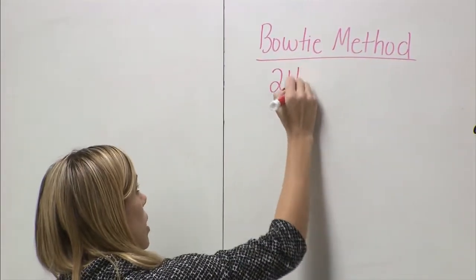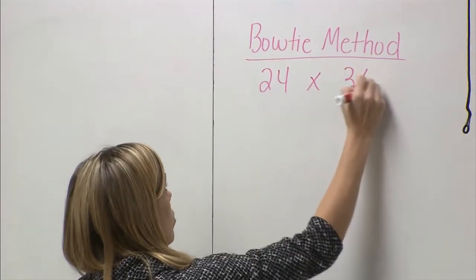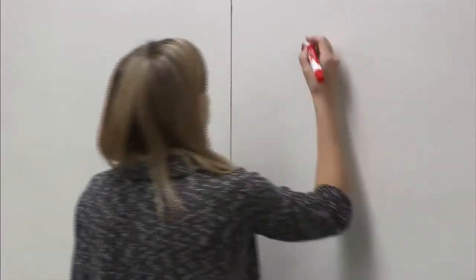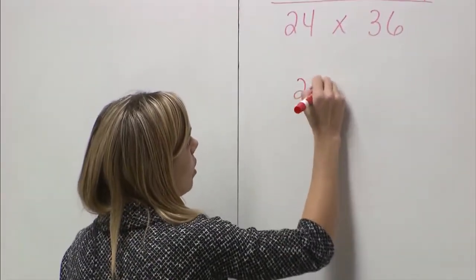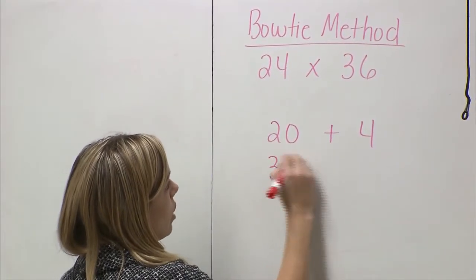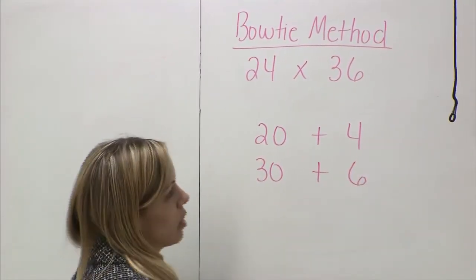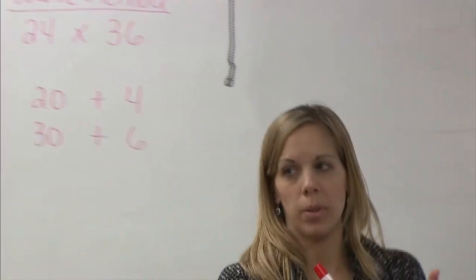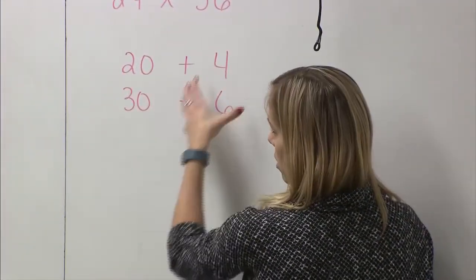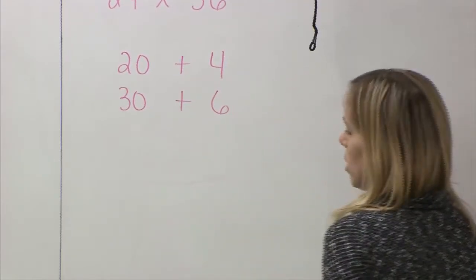And we'll look at the same problem here so you can see how it's similar. And so again, with this method, what we're going to do is break this apart into the 2 different place values. So we're going to have 20 plus 4, and then 30 plus 6. And we're matching up the place values. So I'm matching up the 20 and the 10s, and I'm matching up the 1s here.